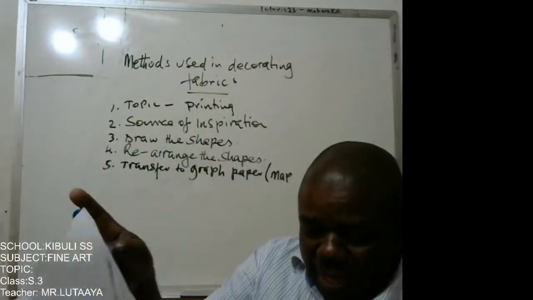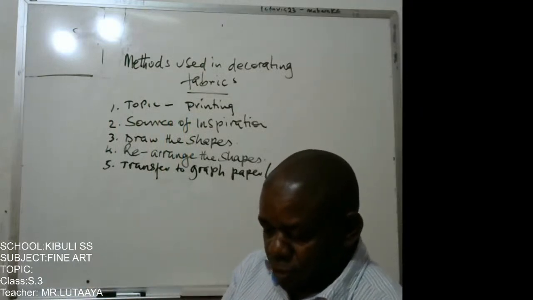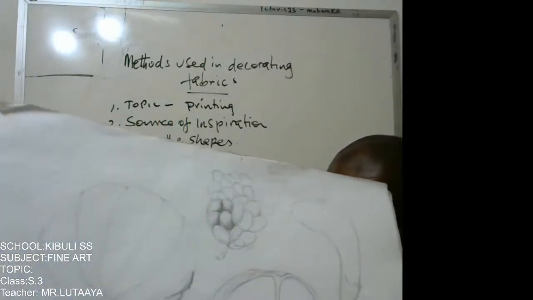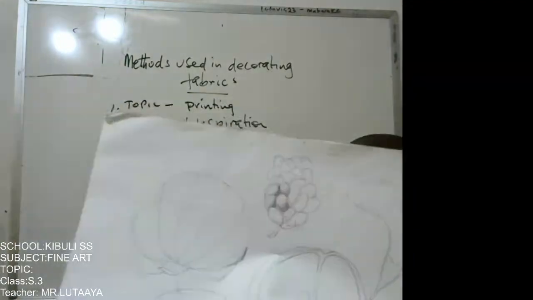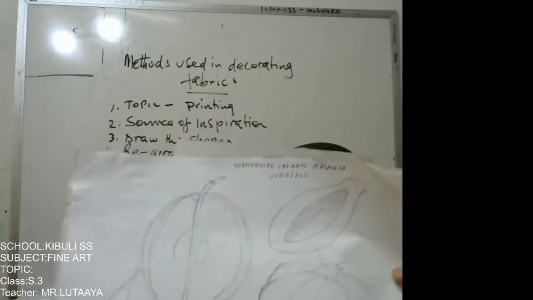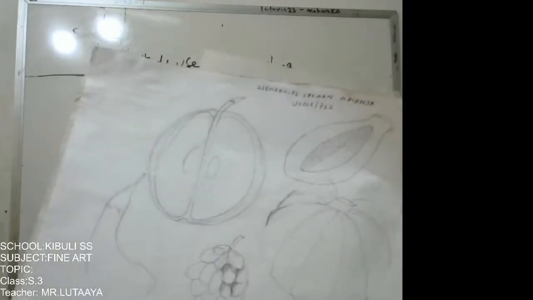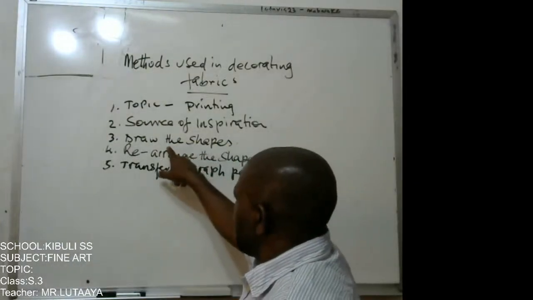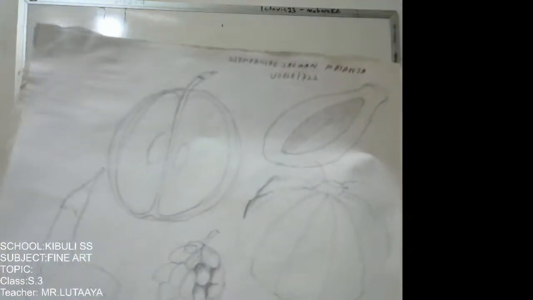Then we used another example of a source of inspiration. This one collected a variety of fruits. You can see the fruits drawn. Source of inspiration. Now we go to the second stage, the third.